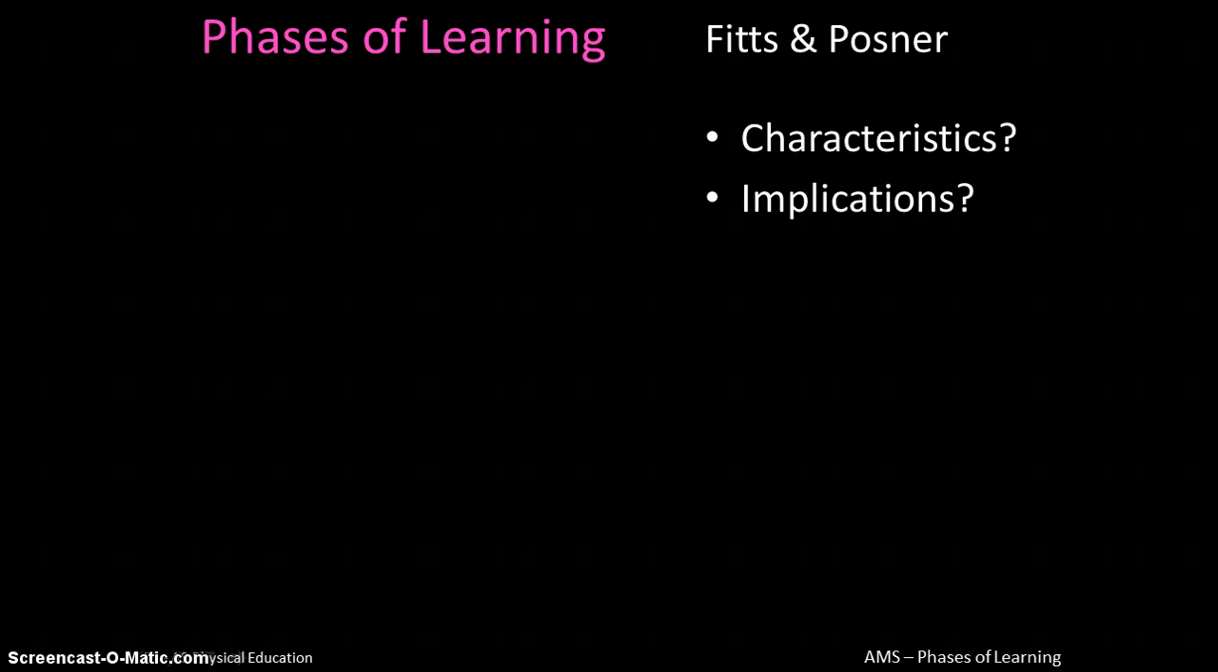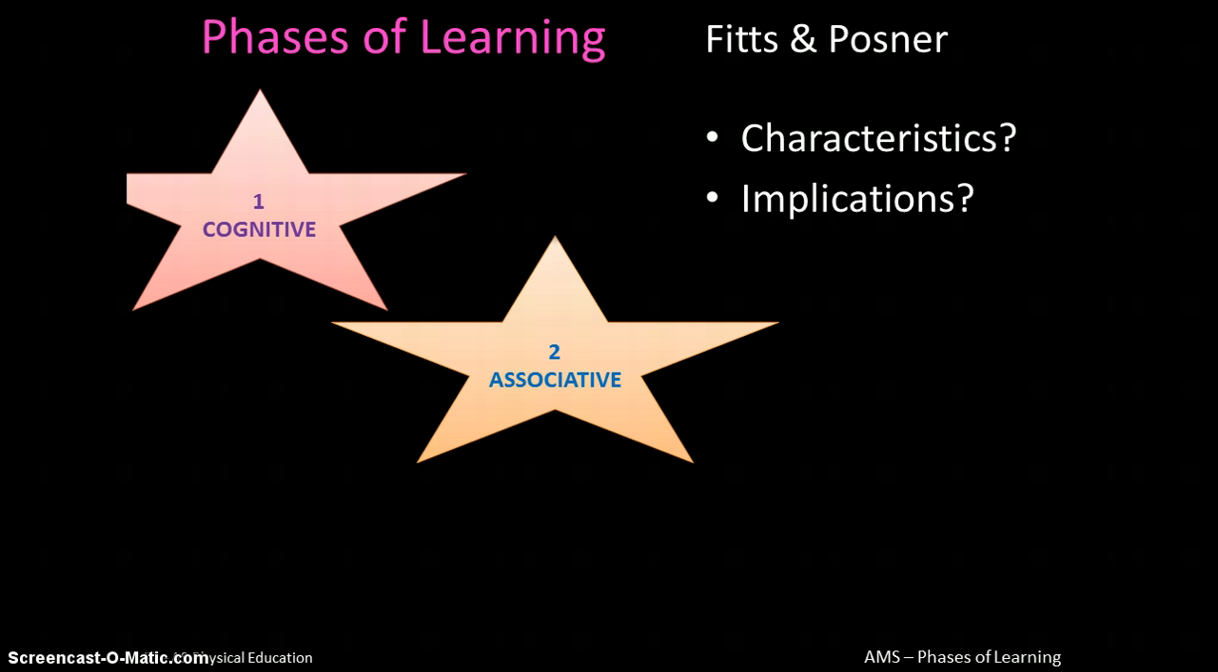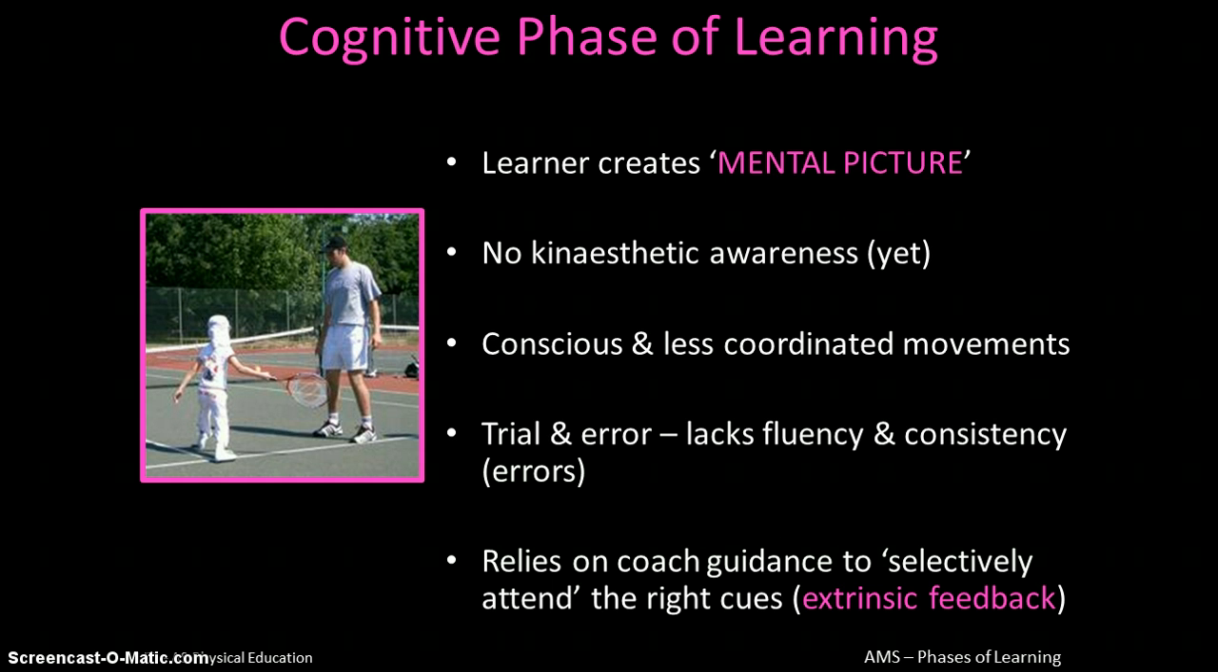So, Fitts and Posner devised 3 phases of learning, and again we need to know the characteristics of each phase, and almost like the "so what": what are the implications of a coach knowing what phase of learning somebody is in? How can it be helpful? The first phase of learning is the cognitive phase. The second phase is the associative phase. And the third phase is the autonomous phase of learning.